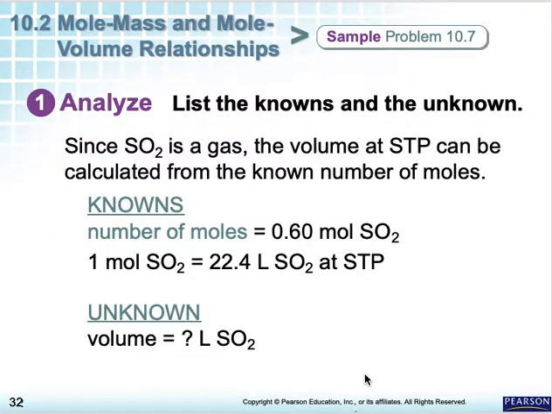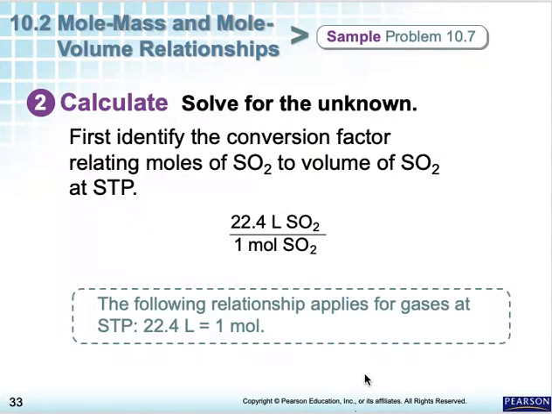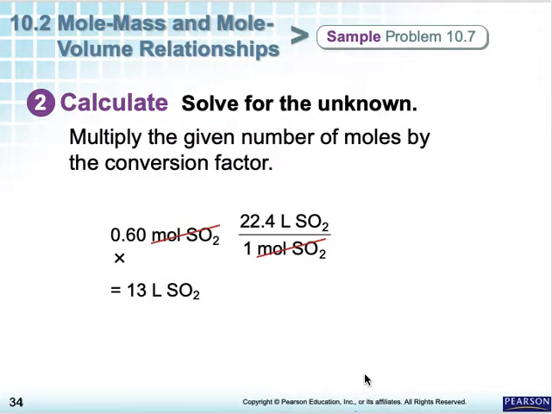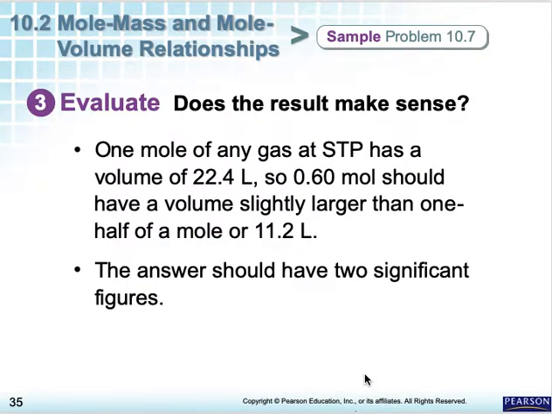And so we're going to use our conversion factor of 1 mole equals 22.4 liters. Our known is that we have 0.60 moles, and what we want to find is liters of SO2. So our conversion factor is there. We're going to multiply by 22.4, and we get 13 liters.